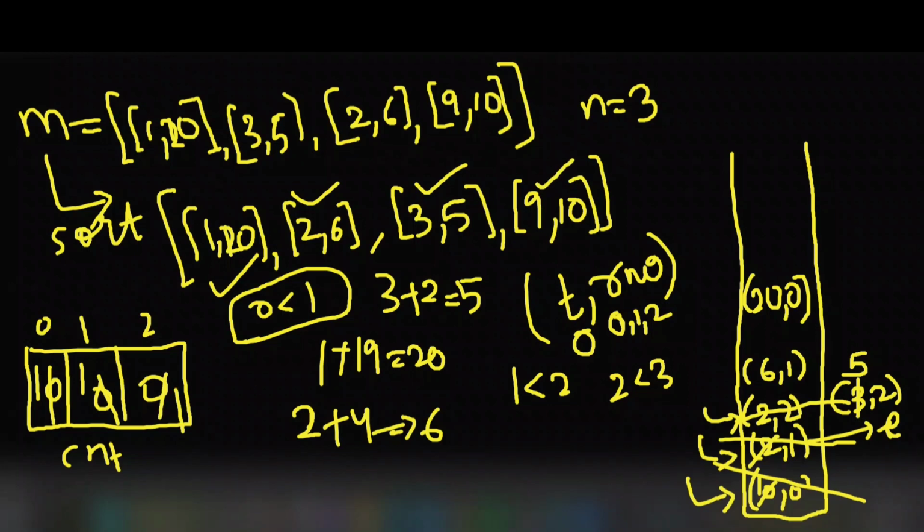Next we have 9 comma 10. We see that 6 is less than 9 and 5 is also less than 9. So just change these values to 9 comma 1 and 9 comma 2.